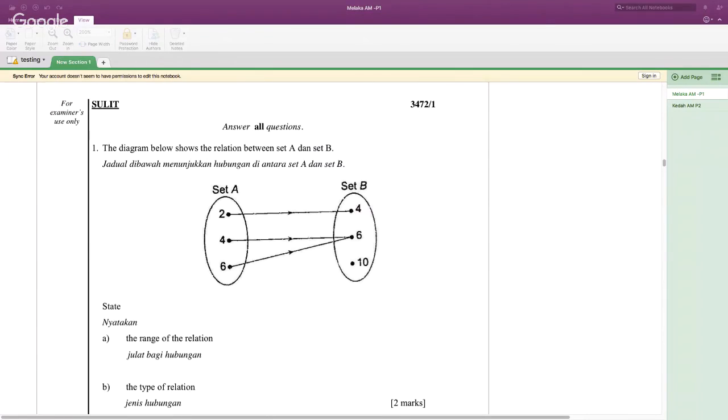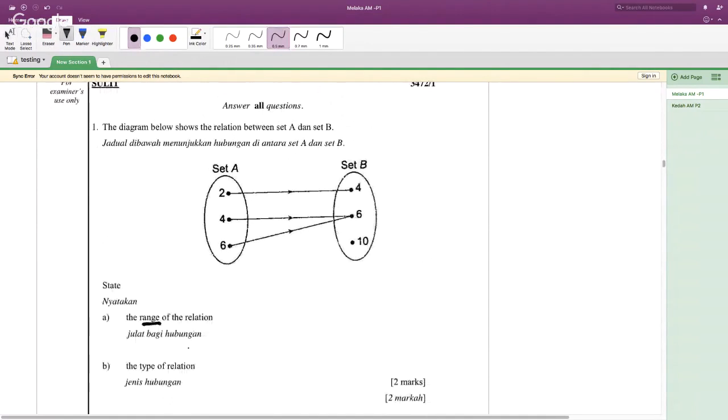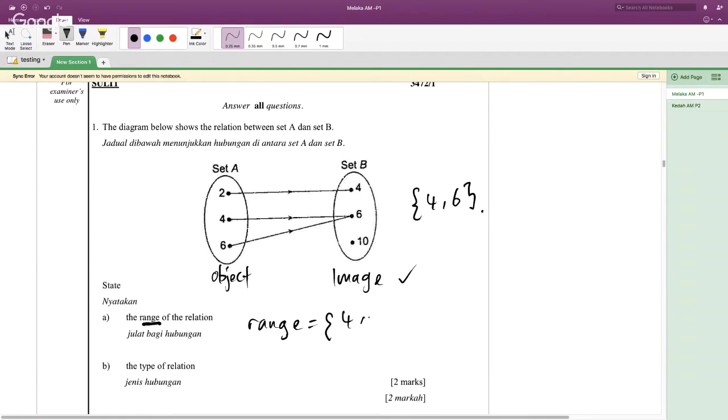Right, so let's have a look at the first question first. The first question is a set question. What you need to do is find the range of the relation. In order to find the range, you have to look at the object, and the other one is called the image. Whenever you see range, you focus on the image, and then you find those elements that are connected to the objects. That means your range in this case is only 4 and 6. It's very easy. We cannot include 10 because it doesn't touch 10.